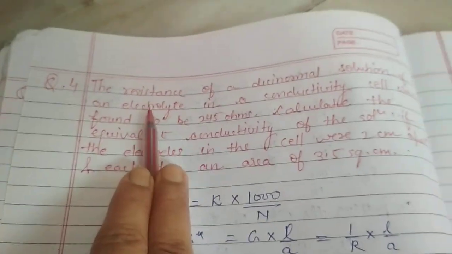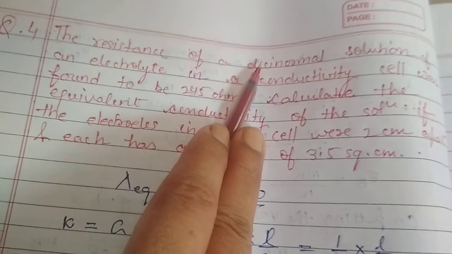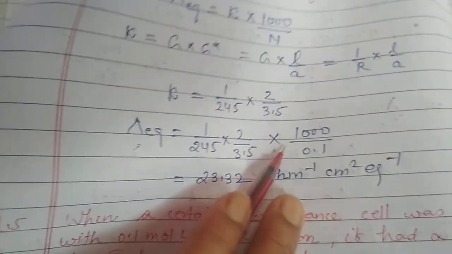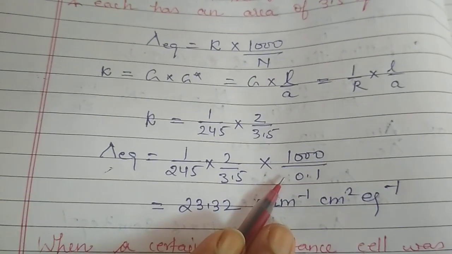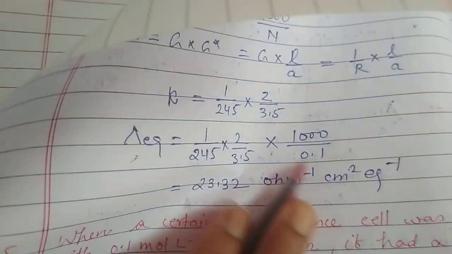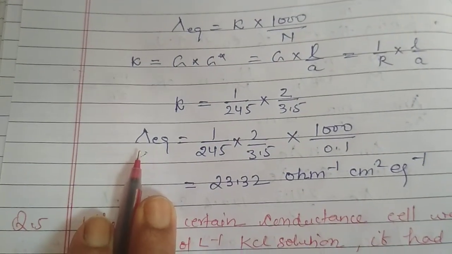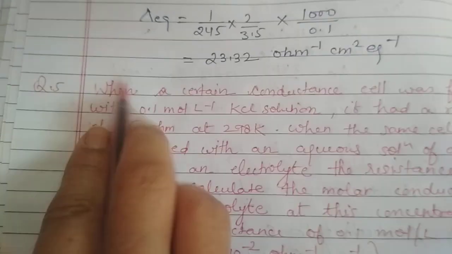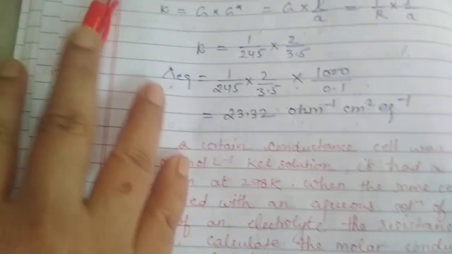We have been given the resistance of a decinormal solution. It means the value of normality is also given as 0.1. Decinormal means 1 upon 10, so it would be 0.1. So by putting the values, we can calculate the value of lambda EQ for the question. Now let's see the next question.